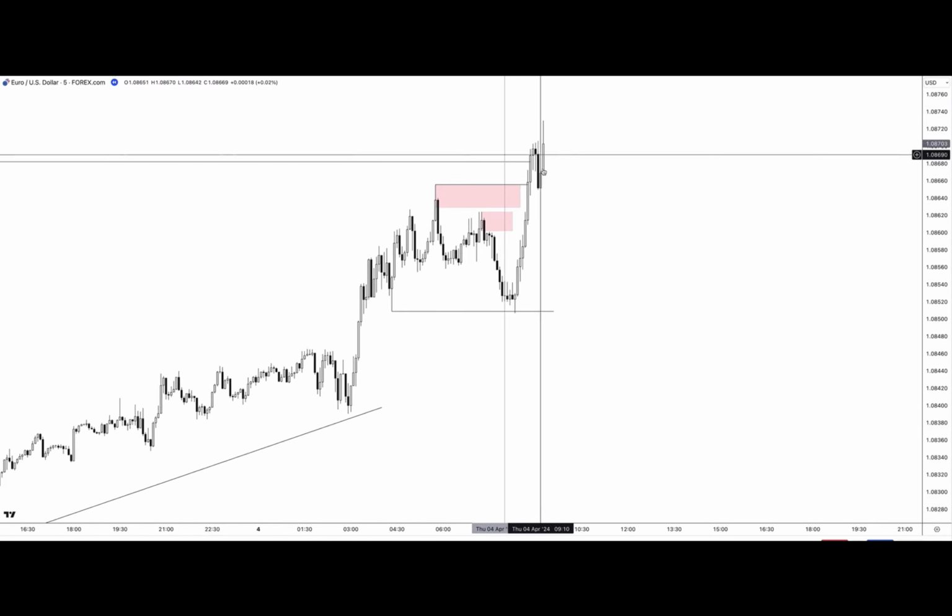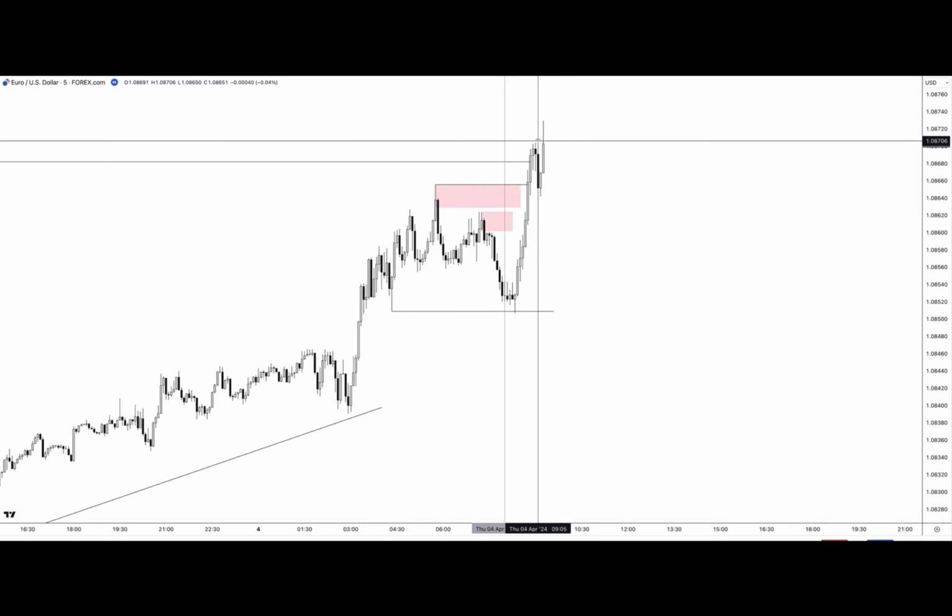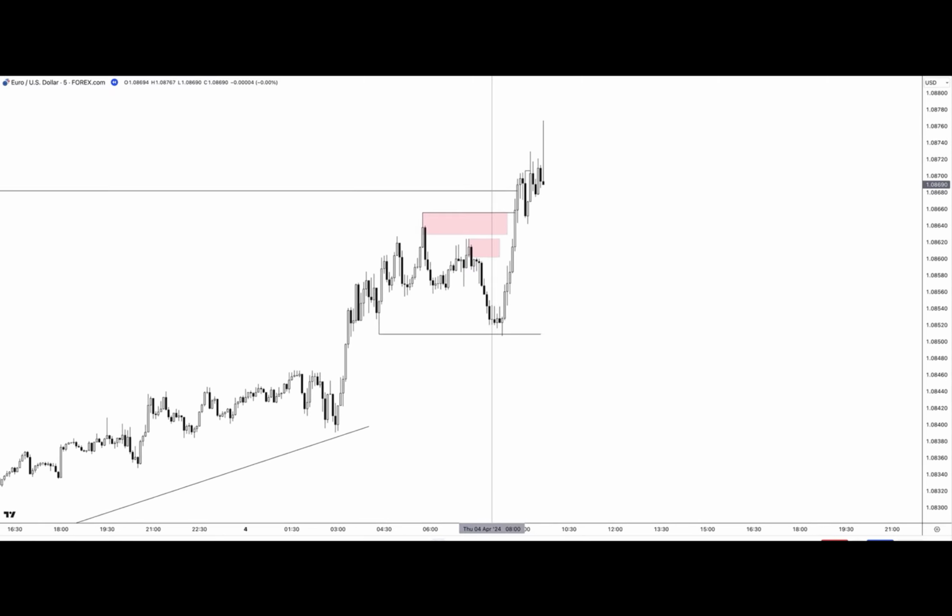So we print a high, come down lower, print this low, and we take the high again. Nothing interesting as of now. And then we actually end up coming down lower, respecting this low, coming up, taking out the previous high, and just moving higher. So what is this now telling me? We're starting to build liquidity here.